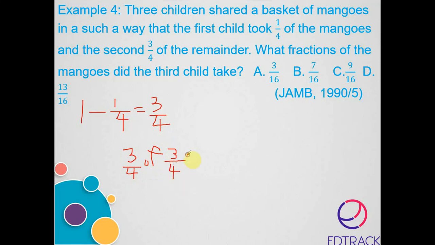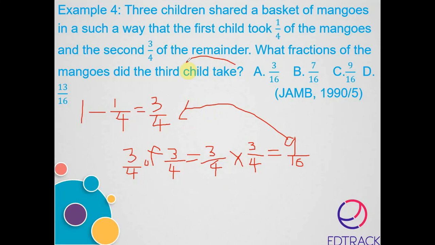And that will be what? 3/4 times 3/4. So if you multiply that correctly, that is 9/16. Because when you are multiplying fractions, you multiply numerator by numerator and denominator by denominator. So this is not a case whereby you are going to be cross multiplying. Now, we have gotten that the share of the second child is 9/16. So take it away from the remainder here. When you take it away from the remainder, you will note the remaining that the third child will be taking.